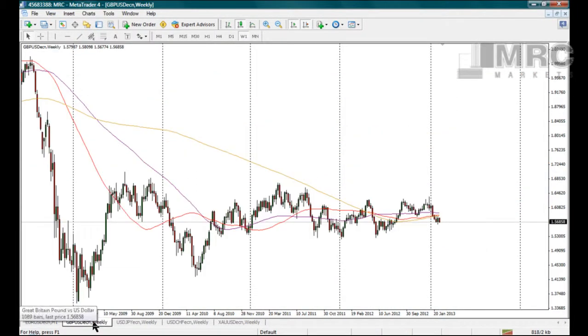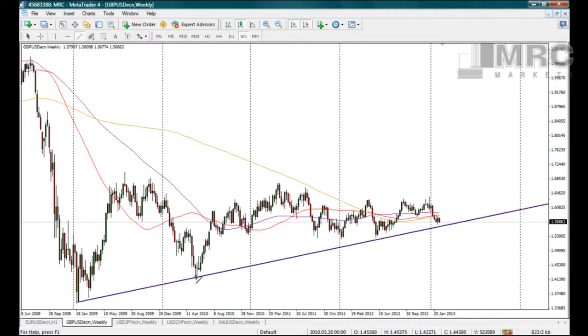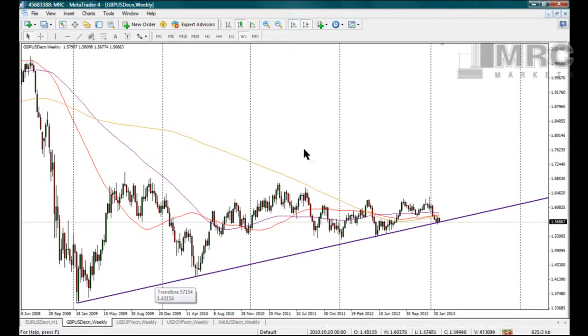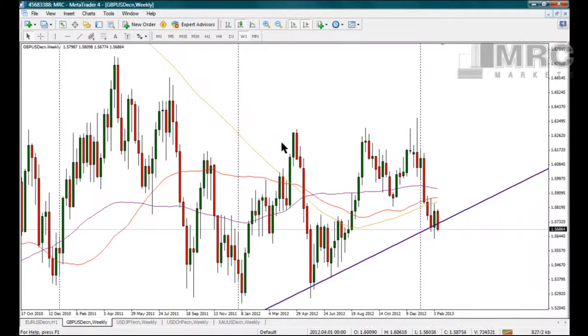Cable on the weekly chart, we've been talking about this long-term trendline support, and we're pretty much sitting on it as we speak, but it is struggling to get above.